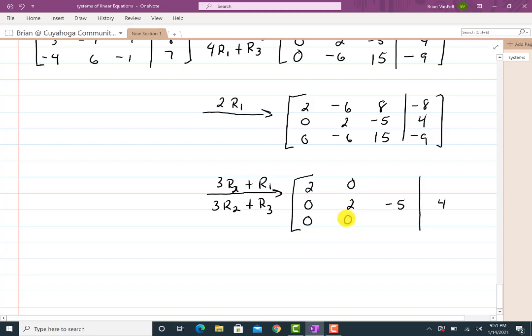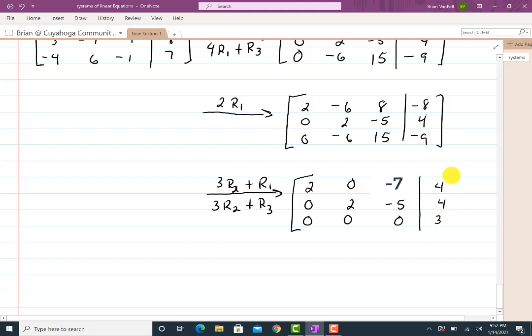Now let's see what we have here. 3r2 plus r1. 3 times negative 5 is negative 15, plus 8 is 7. And then I have 3 times 4 is 12, minus 8 is positive 4. And then down here I have negative 5 times 3 is negative 15. Oh, look at this, it wiped out those two. And then 3 times 4 is 12, plus negative 9 is 3.